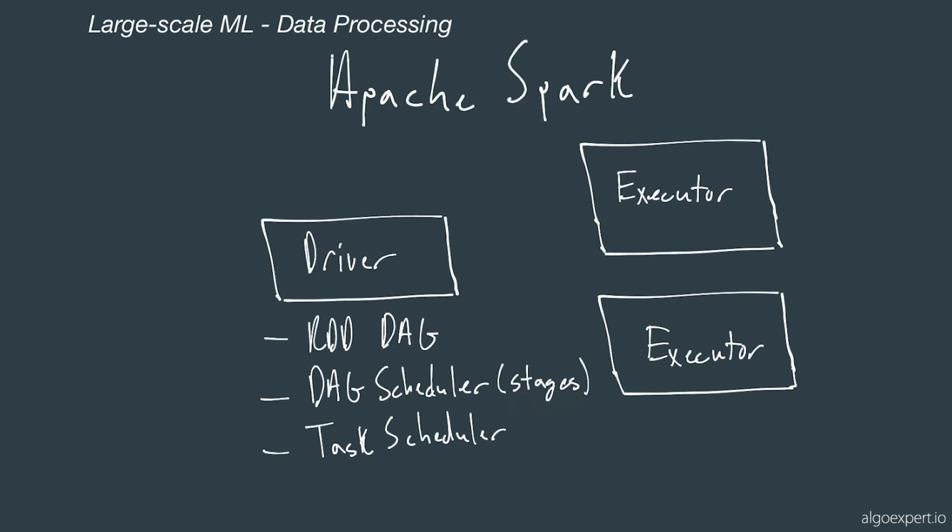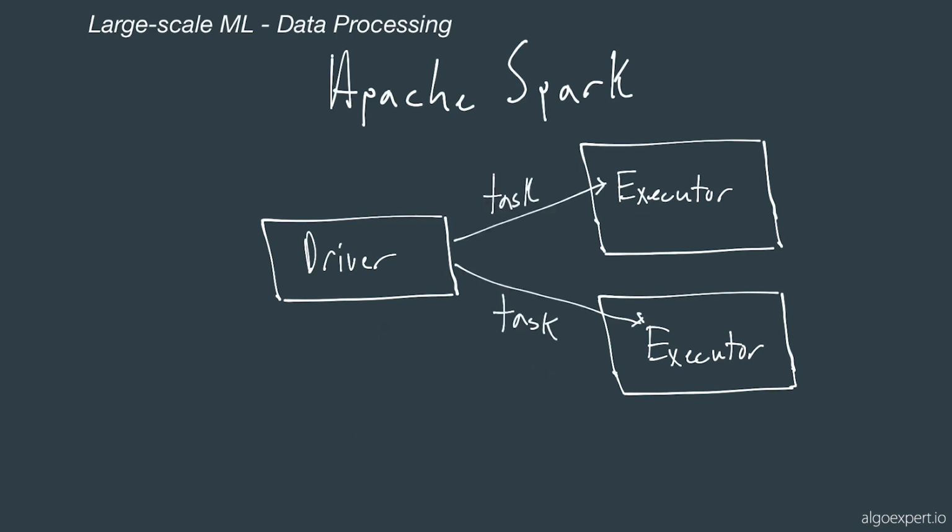Each stage has a series of tasks associated with that stage, so we need yet another scheduler to schedule those tasks within each stage. So after the driver creates these tasks and DAG schedulers, it will distribute these tasks out to executors, which will then return to the driver the result of that DAG.